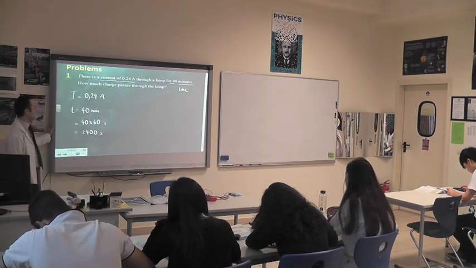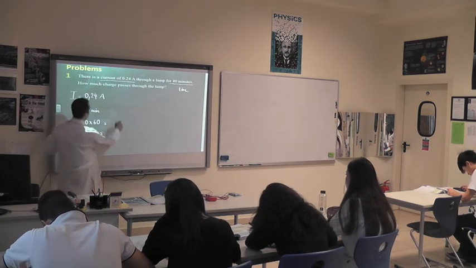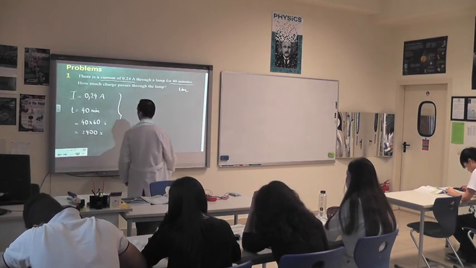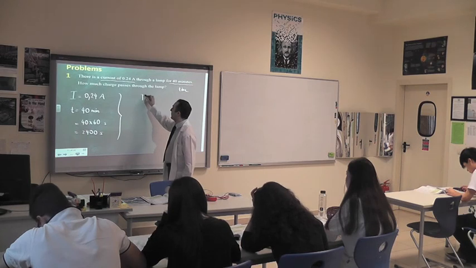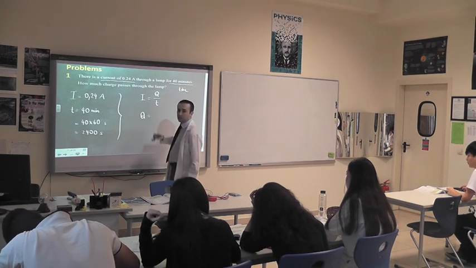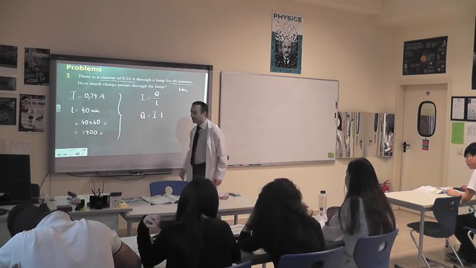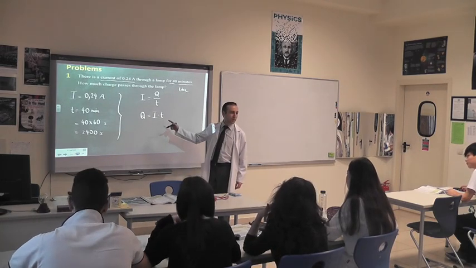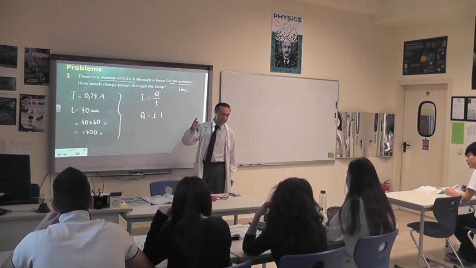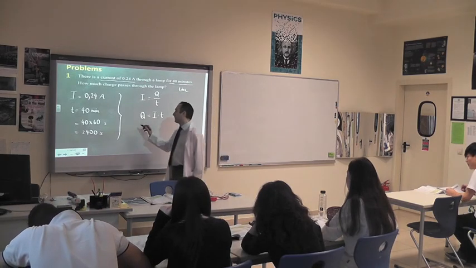2,400 seconds, right? Every minute is 60 seconds. Therefore, applying the formula for charge, current was equal to Q over T. So charge is equal to what? Yes, IT. And remember this equation from quit IT. Maybe you can use that. Q equals IT.